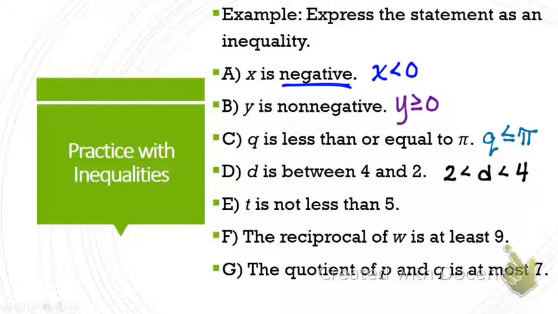T is not less than 5. T is greater than or equal to 5. The reciprocal of W is at least 9. 1 over W is at least, greater than or equal to 9. Yes. The reciprocal of W, so 1 over W, is at least this big. It can be bigger. And then the last one, the quotient of P and Q is at most 7.